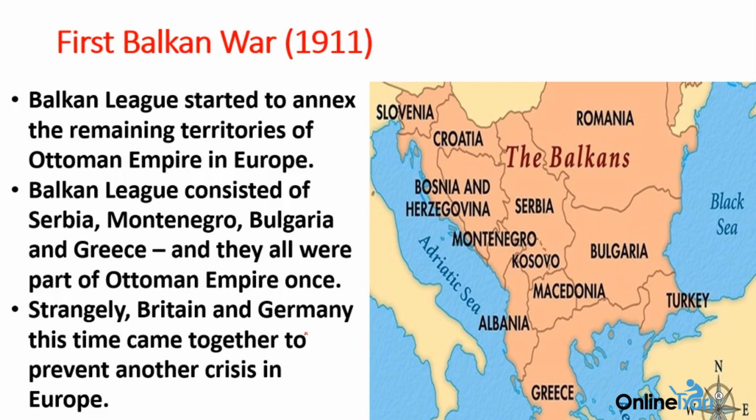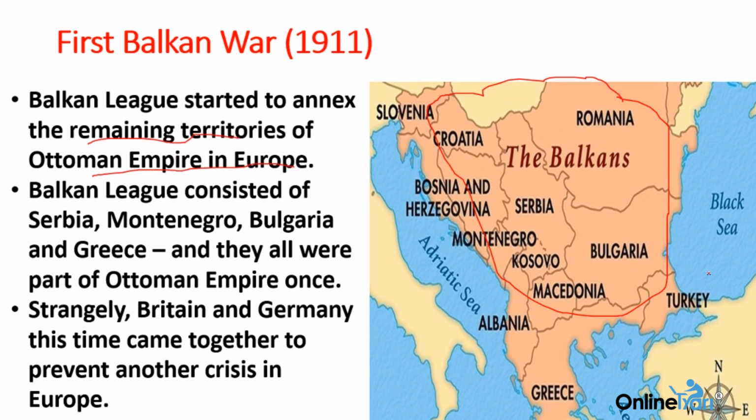Next, First Balkan War. You can see this area is the Balkans, and the Balkans have been a problematic area for the entire first half of the 20th century, because two world wars were started from here. So there was the Balkan League, which started to annex the remaining territories of the Ottoman Empire in Europe.